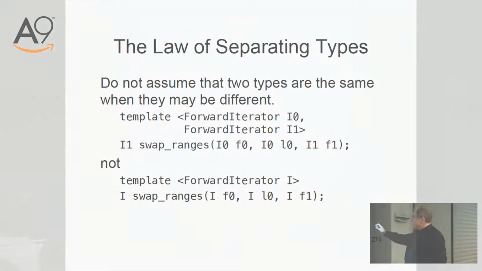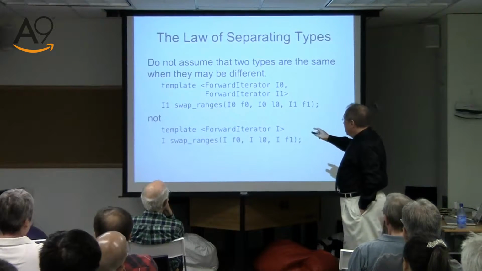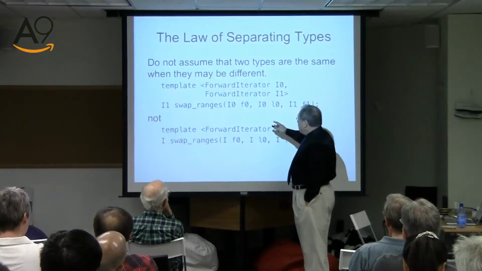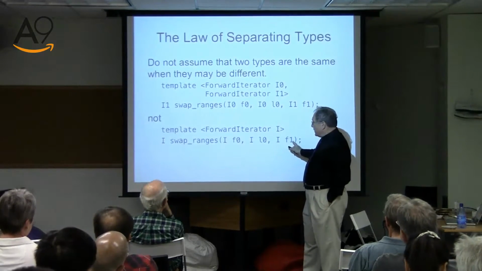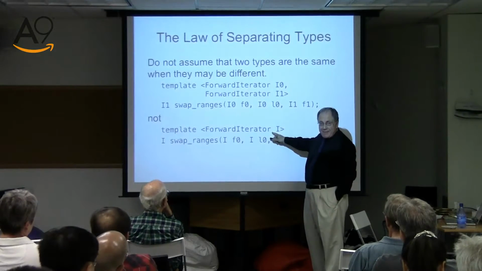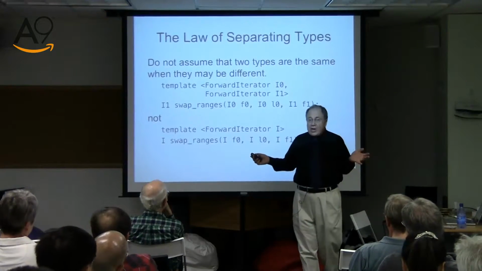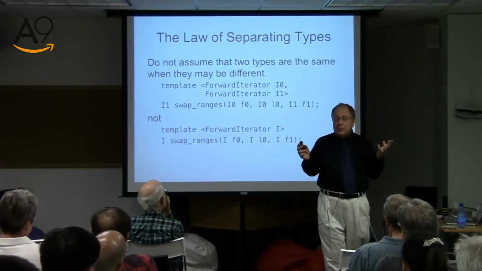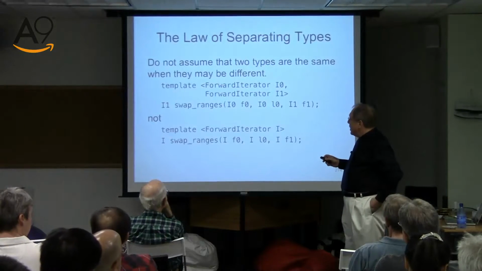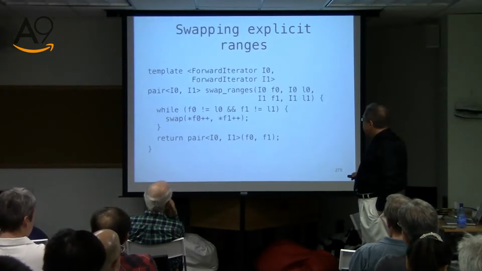So instead of doing this, just using the same type for both ranges, I could disjoin them. There is no penalty. And it suddenly becomes much more powerful thing. I could, for example, swap things in a linked list with things in an array, and it just works. There is no penalty. So the law of separating types.